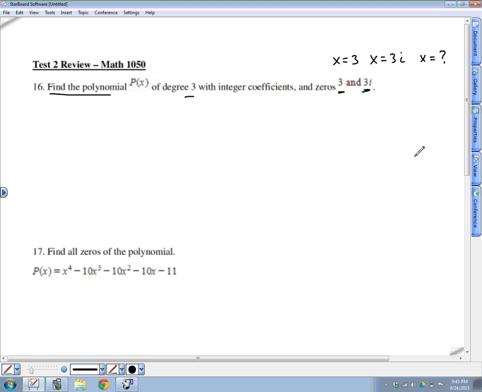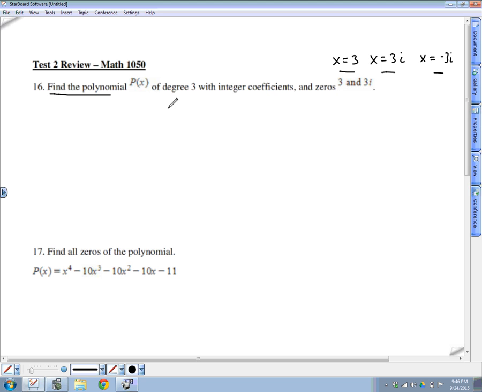Well, at the very end of section 3.5, we talked about what are called conjugate zeros. If a 0 is imaginary or complex, it always has to come with a pair. It never comes by itself. So if x equals 3i, then according to the theorem, x equals negative 3i must also be a 0. So those are the 3 zeros.